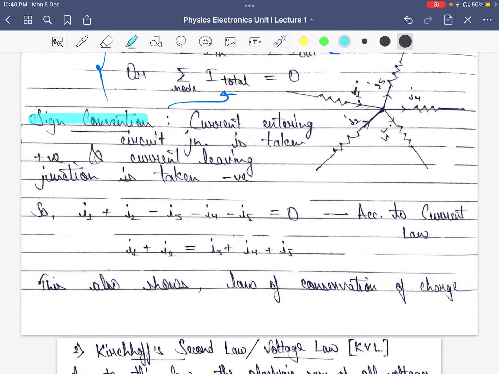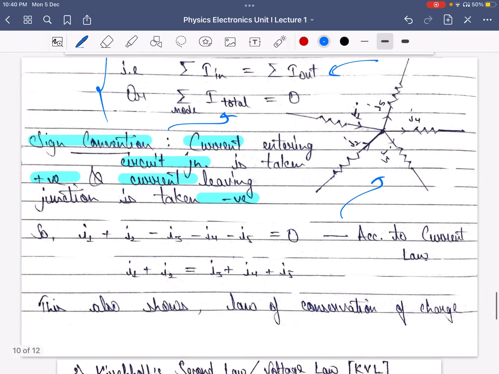As for the sign convention, the current entering a circuit junction is taken as positive, whereas current leaving the junction is taken as negative. From this diagram, we get I1 and I2 entering the junction taken as positive, whereas I3, I4 and I5 leaving the junction taken as negative. So from the law we get I1 plus I2 is equal to I3 plus I4 plus I5, which also shows the conservation of charge as there is no charge left at a particular node.